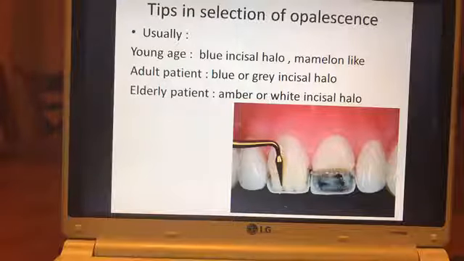It depends on which company you buy from, it doesn't matter, but take the blue and amber color and put them between the mamelons, and then you put your final layer of enamel. You can see after that the incisal opalescence in this area.